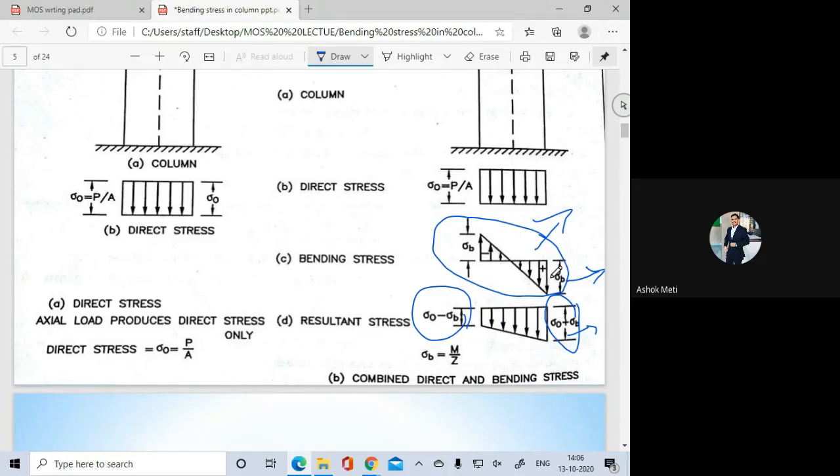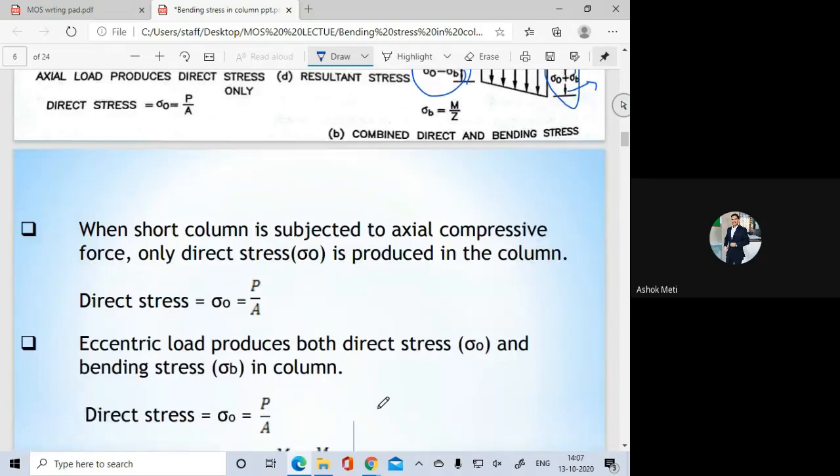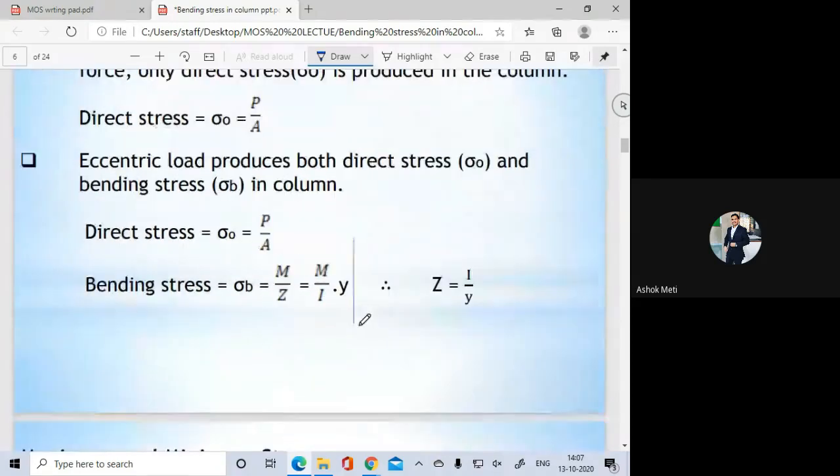So the column is subjected to only compressive stress. Okay, if the resultant stress is minus, that indicates the column is subjected to tensile stresses. But as you know, in the case of a column, tensile stresses are to be avoided, because they are harmful for the column, so tensile cracks are going to occur. Due to that, the column is not able to resist the tensile forces. So that is the reason why we avoid tensile stresses in a column.